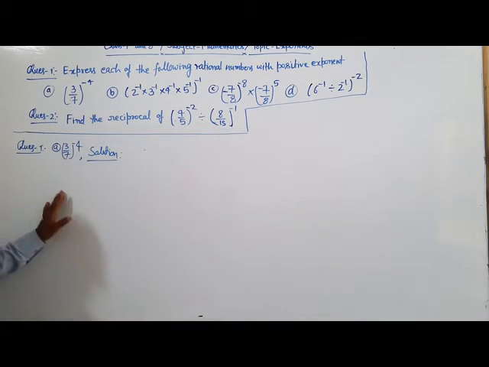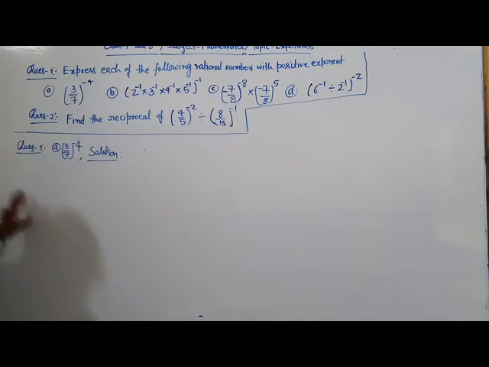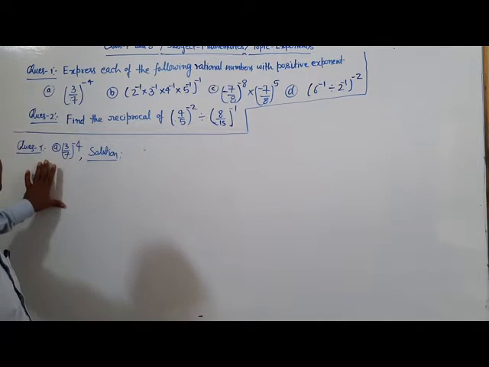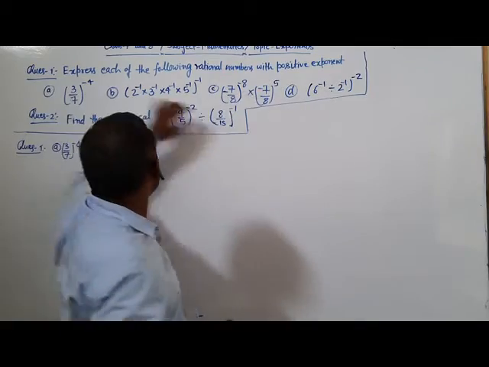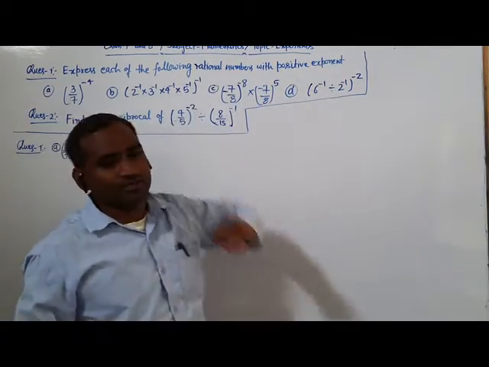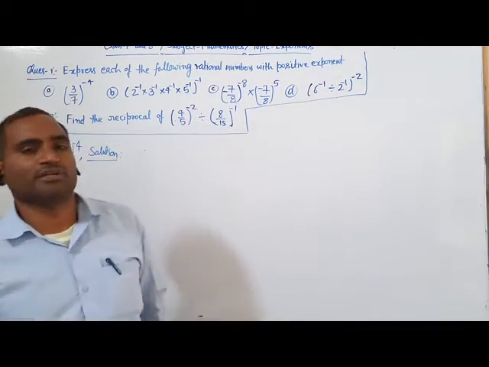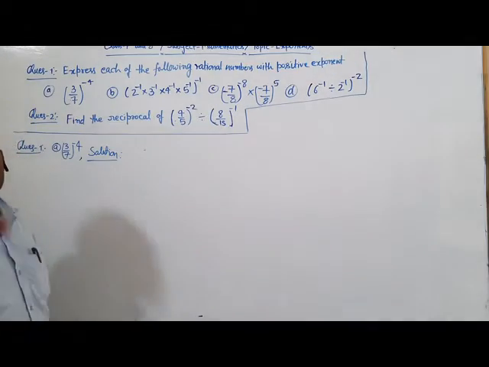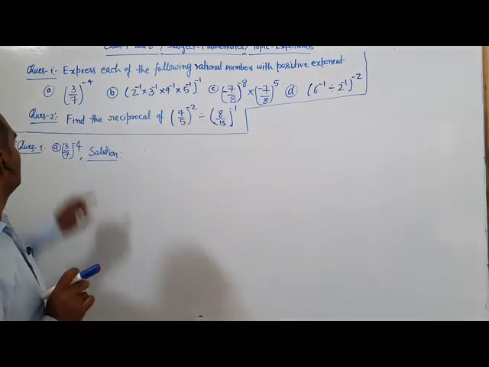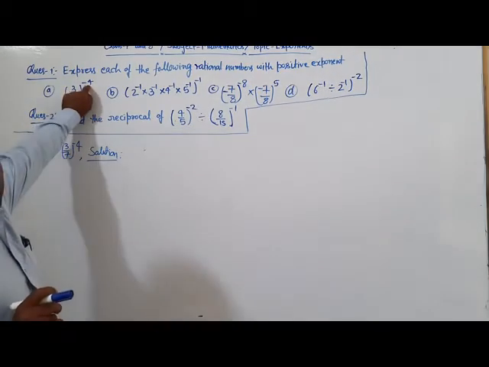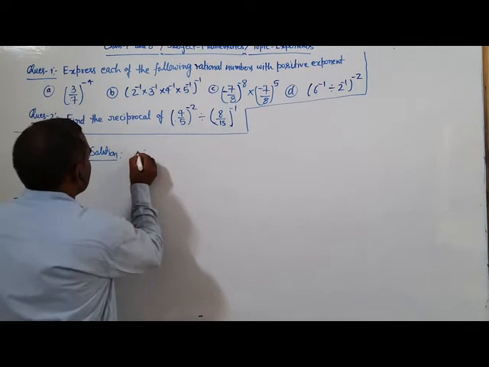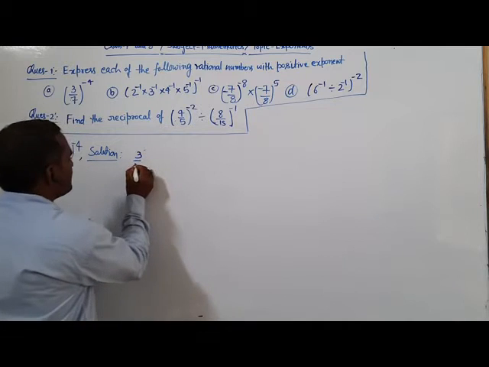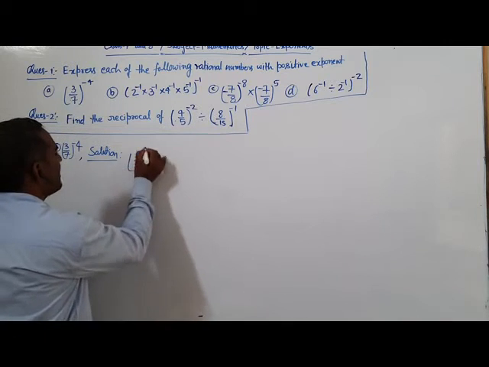So we start from question one, option A. You have to write these rational numbers with positive exponent. The exponent power should be positive. If the power is minus, it should be made positive. So (3/7)^-4.